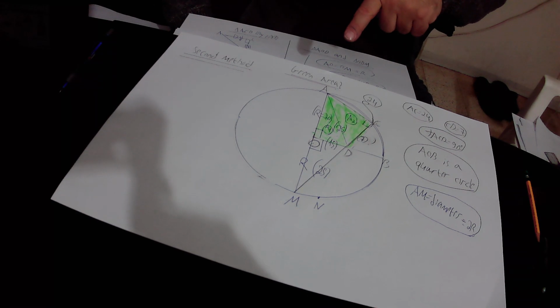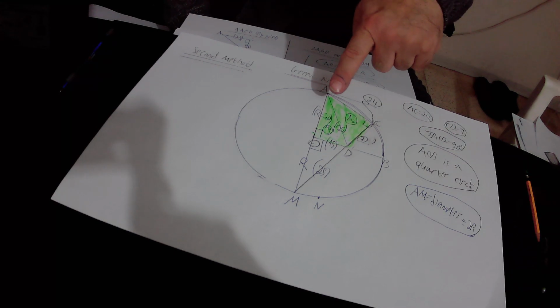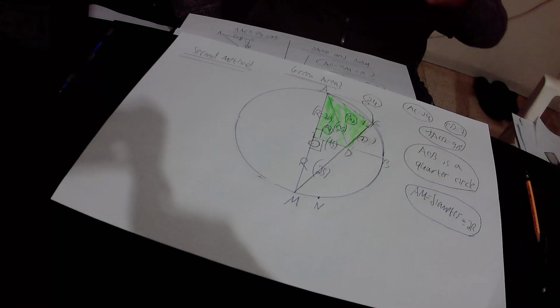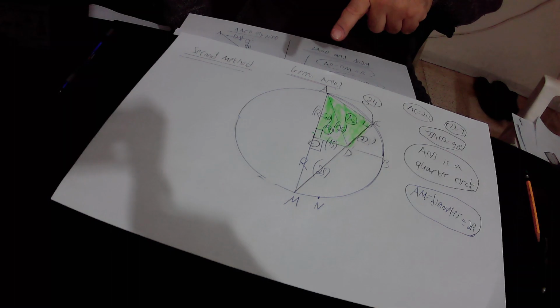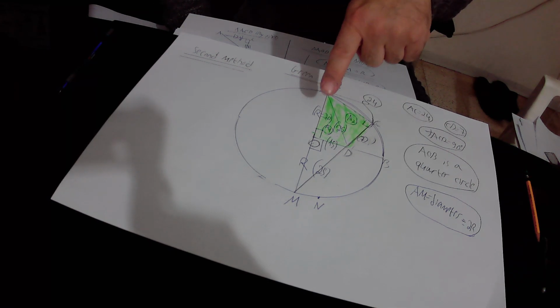So we have chord AM that passes through the center of the circle, that is to say it passes through point O, that is the center of the circle, and any chord that passes through the center of the circle must be the diameter of the circle. Therefore AM is the diameter of the circle, and the length of the diameter AM is R plus R, that is 2R.